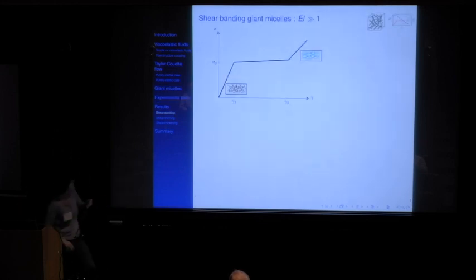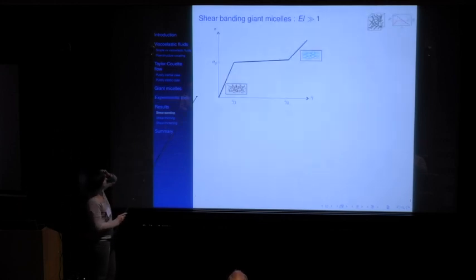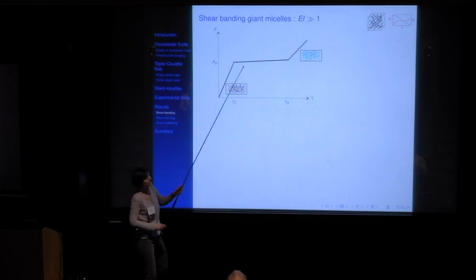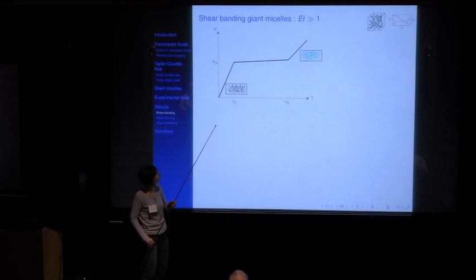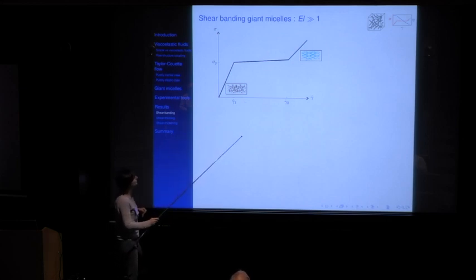Okay, so let's start with the first example. I start with a shear banding giant micelle. In that case, the Reynolds number is typically 10^-4, so the elasticity number is much larger than 1, and we are in the purely elastic range. Here is the shear stress response of the system as a function of the shear rate.